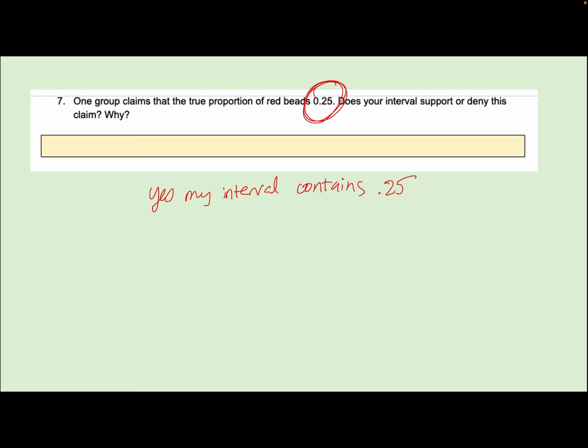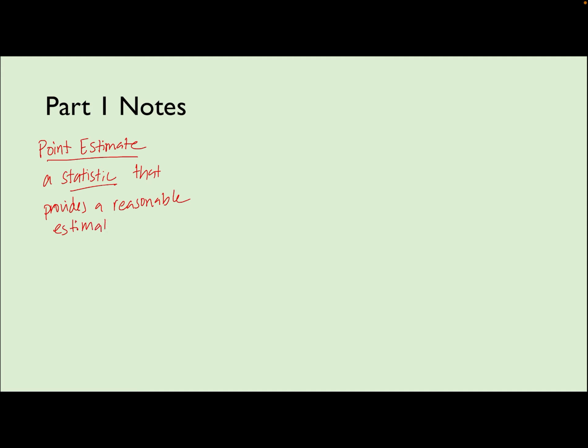Cool, so we're going to talk through some notes and then we'll do our check for understanding for part 1. A couple things to talk about. One is the point estimate, and we talked about that a little bit in the classwork. It is a statistic, and remember, statistics describe samples that provide a reasonable estimate about the population parameter.